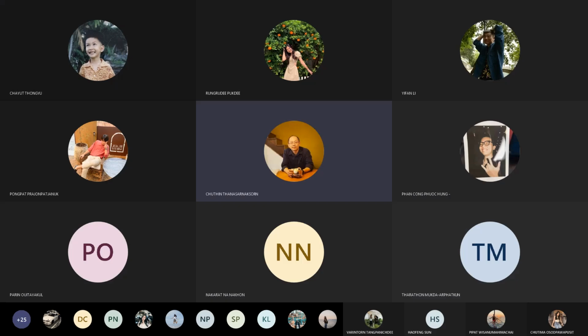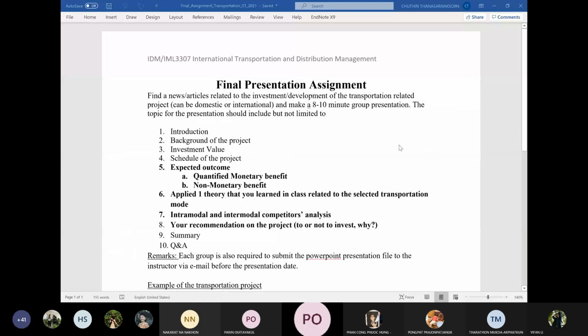I believe I have already sent the file in the Line group. You may have already seen it, and I have already uploaded it into the LMS also. So let's talk about it for a few minutes before we start the lecture. Okay, let me share the screen with you first. You may have already seen this from the Line group.